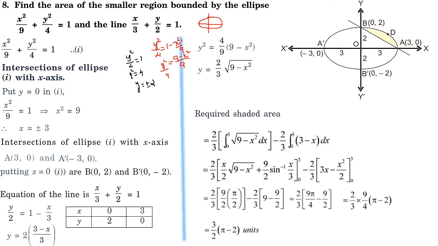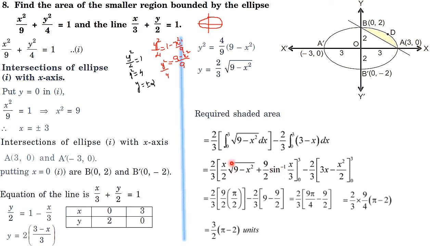Apply the integration formula. For integral of root of a square minus x square, that is x by 2 into root of a square minus x square plus a square by 2 into sine inverse x by a. That is the formula we have applied, 0 to 3, minus 2 by 3 into integration of 3 is 3x minus integration of x is x square by 2. Apply the limit. This formula you should remember.